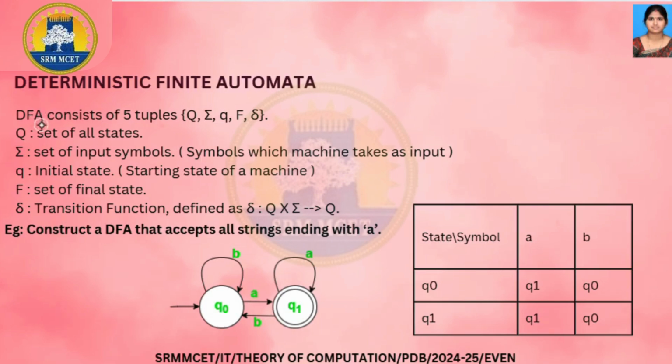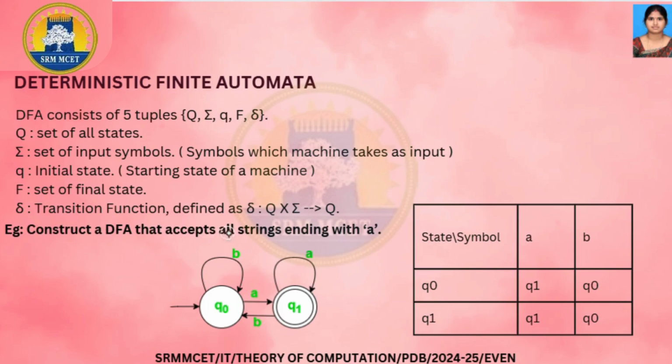Deterministic finite automata. A DFA consists of five tuples. Capital Q represents the set of all states, and the alphabet symbol Sigma is the set of input symbols, which may be 0, 1 or A, B. Small q represents the initial state, the starting state of the machine. Then F represents the final states. The transition function is defined as the transition of the set of all states multiplied with the input symbol. So here, let us consider an example.